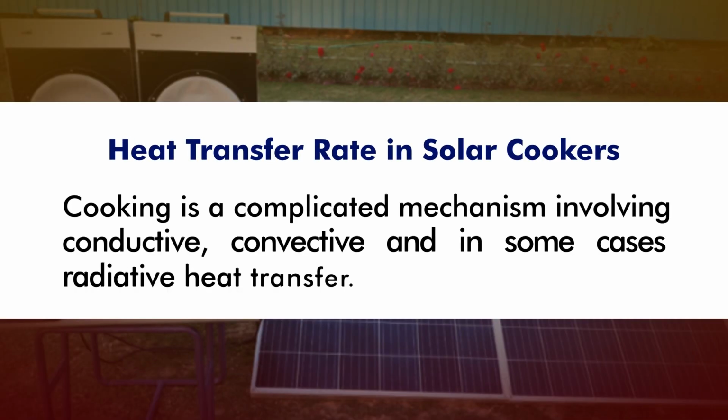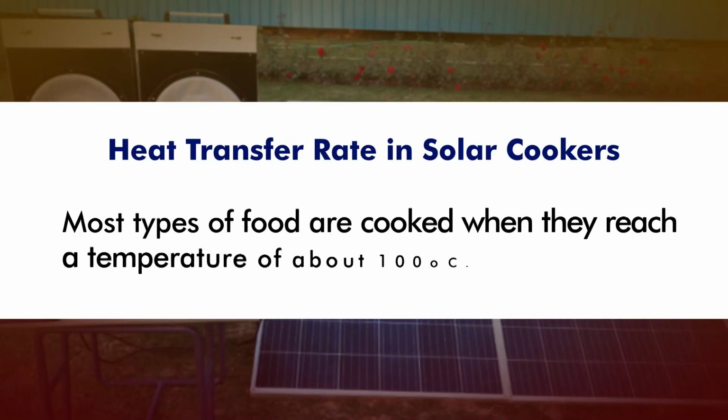Now we will discuss heat transfer rate in the solar cooker. Cooking is a complicated mechanism involving conductive, convective and in some cases radiative heat transfer also. Typically, a heat transfer medium is required to carry the energy from source to the food. Most types of food are cooked when they reach a temperature of around 100 degrees centigrade. So, to obtain a faster cooking rate, the temperature of the heat transfer medium should be higher.